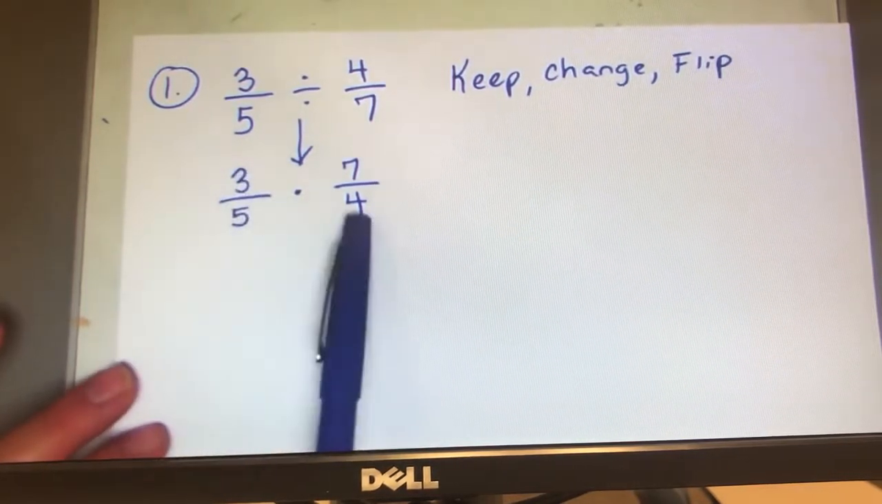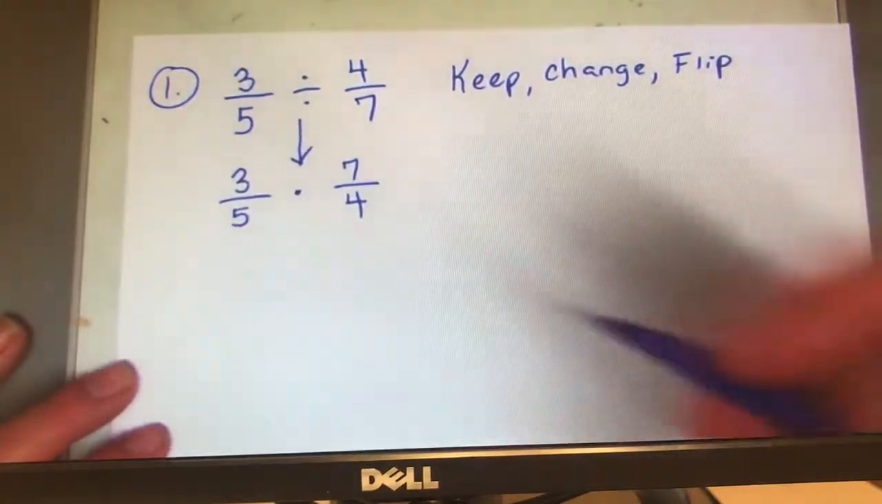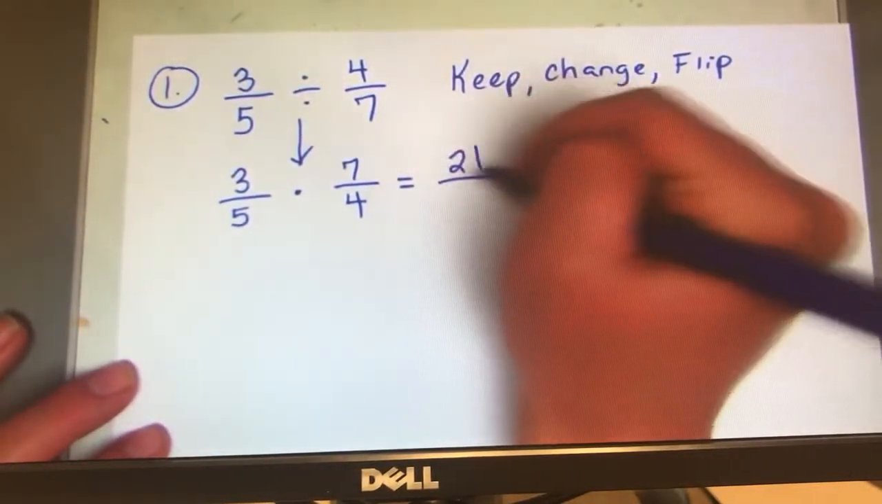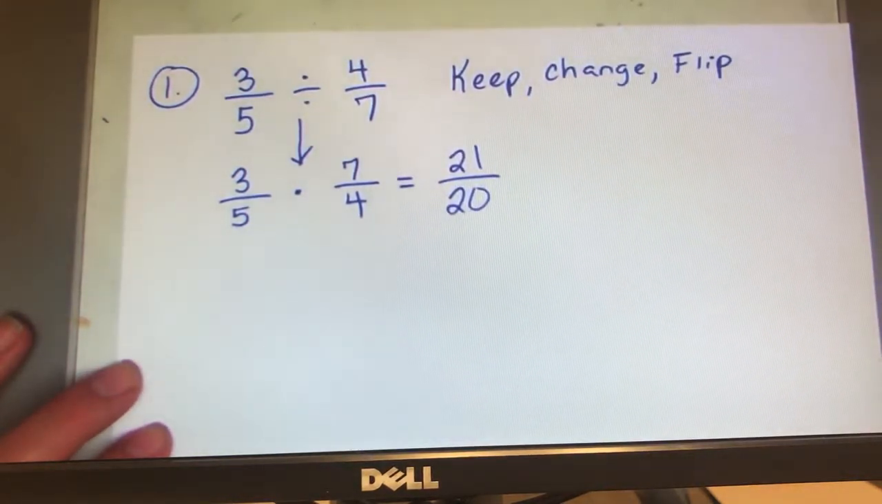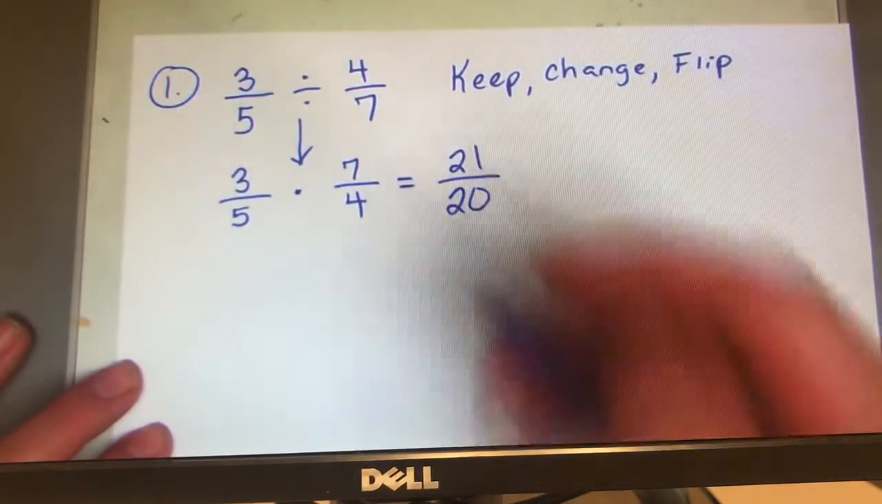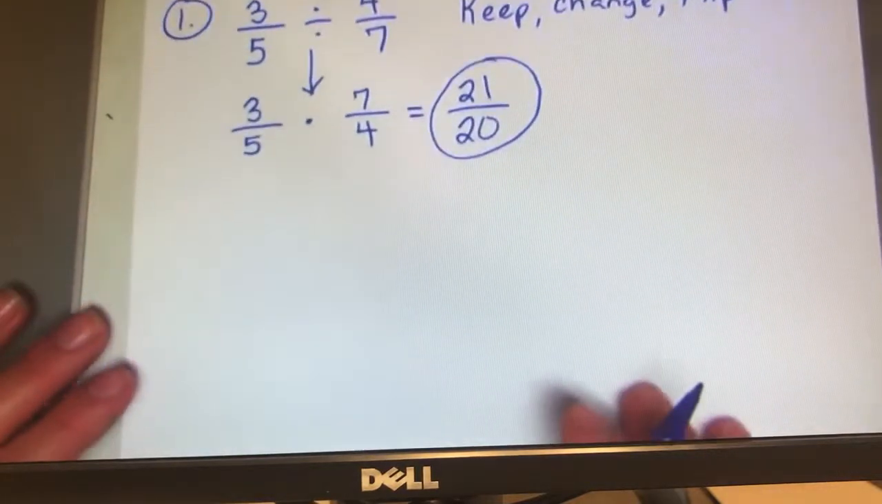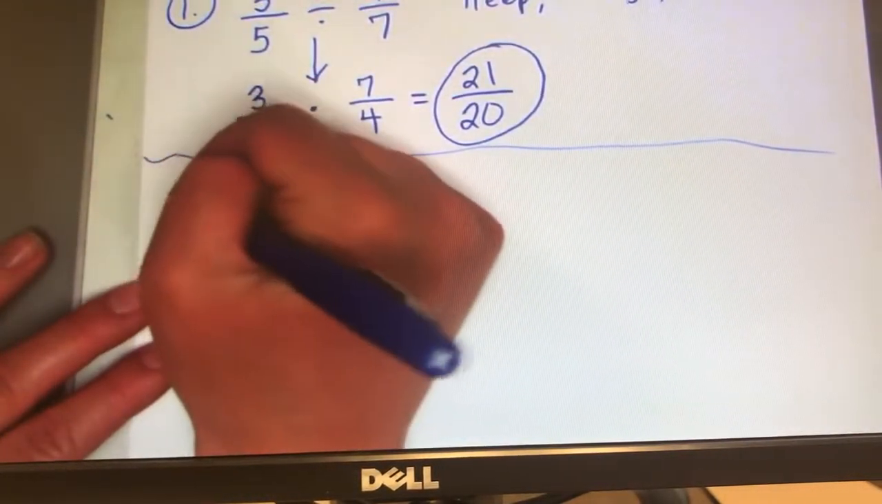Now notice on this one, I can't simplify 3 and 4, I can't simplify 7 and 5, so on this one my only choice is to multiply across the top and the bottom. 3 times 7 is 21, 5 times 4 is 20. 21/20 is an improper fraction, that's okay, but it is in simplest form, so I can leave it like that. I am done, unless it specifically says to change it to a mixed number.